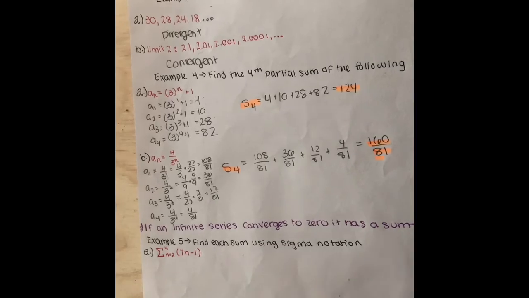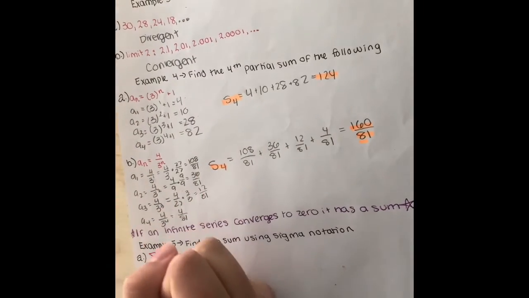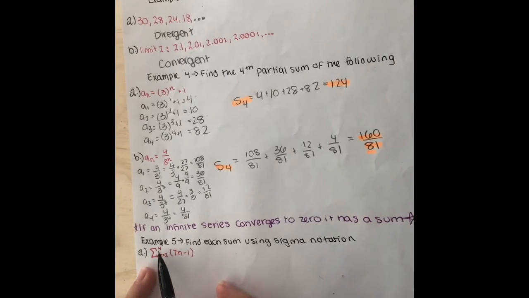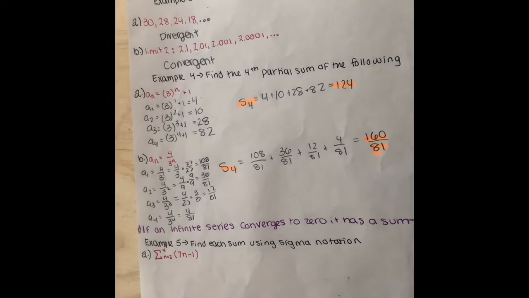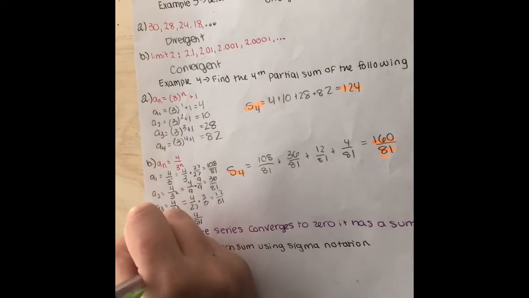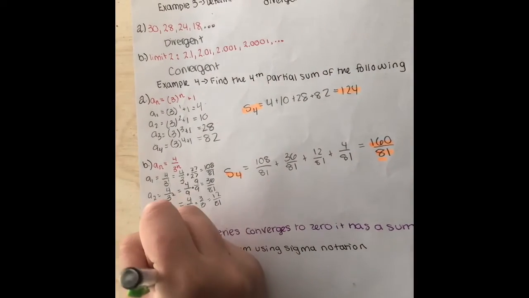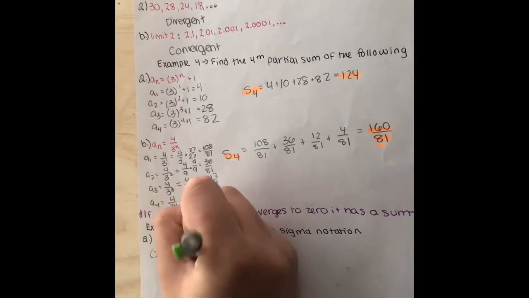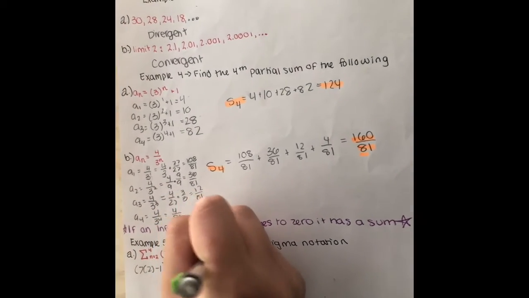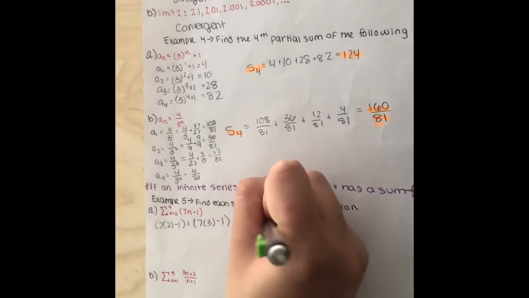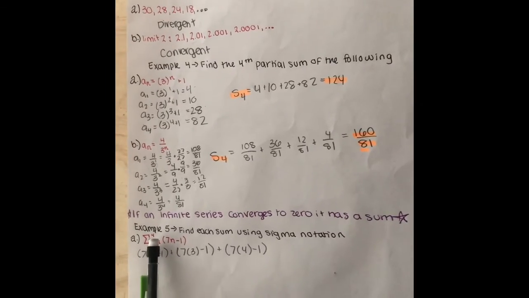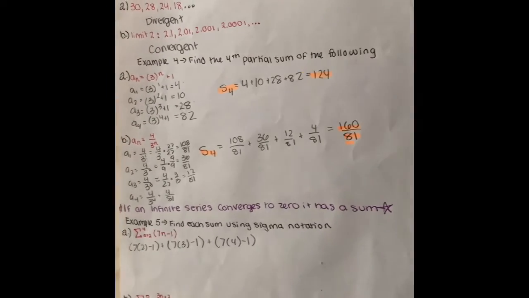So we're starting at n equals 2, and we're ending at n equals 4, so that's just 3 terms. So 7 times 2 minus 1 plus 7 times 3 minus 1 plus 7 times 4 minus 1. And I need to start at 2 because n equals 2, and I need to end at 4 because that's the upper limit at 4.